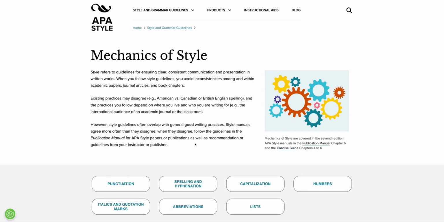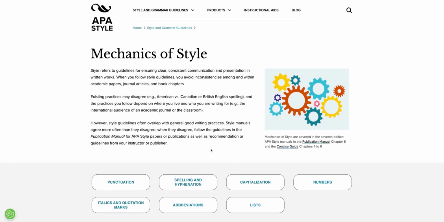So, again, the most recent APA publication manual is the APA 7 manual, and you can find the section on mechanics of style in this manual in Chapter 6, and if you're using the concise guide, Chapters 4 to 6. And so in future videos, we'll take a look at some of these mechanics of style individually.